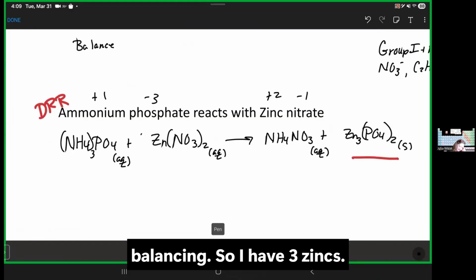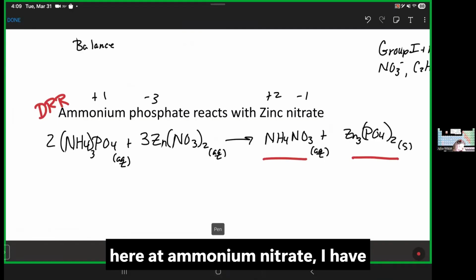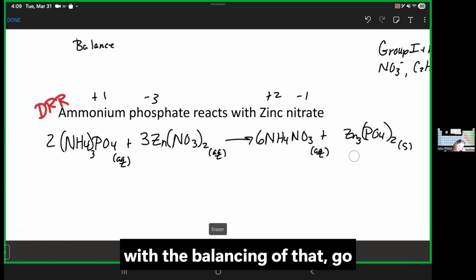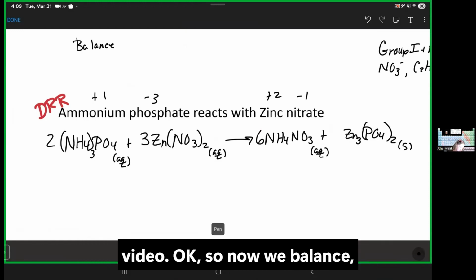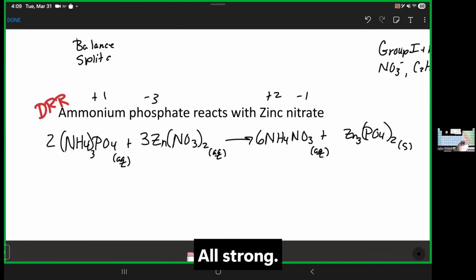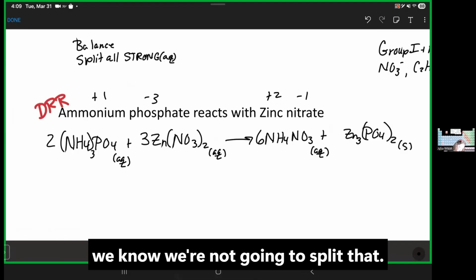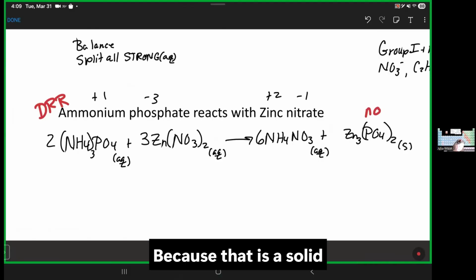So I have 3 zincs and 2 phosphates. So now looking here at ammonium nitrate, I have 6 ammoniums and 6 nitrates on the other side. If you struggle with the balancing of that, go back and watch my balancing equations video. Okay, so now we balance, then we split all strong aqueous. Okay, so we know we're not going to split that because that is a solid.